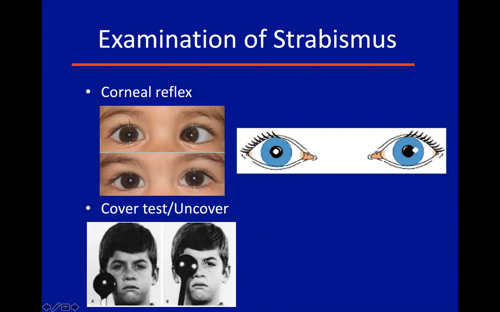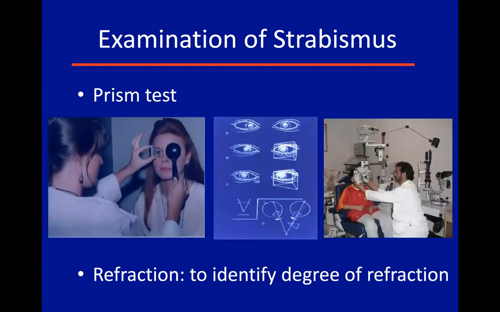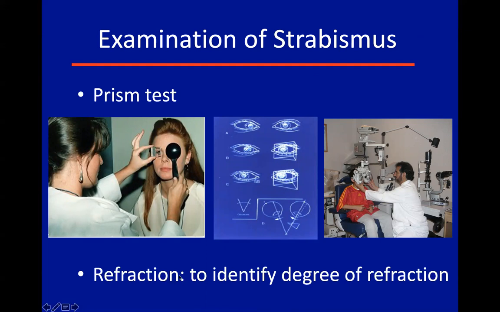Then we have something called the cover-uncover test. You don't have to understand how it's done, but just know that we do cover-uncover tests to be able to examine for strabismus. We use prisms. Again, these prisms are being used to try to identify the strabismus, and we also do a refraction.